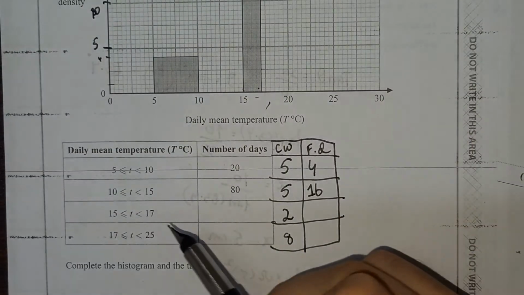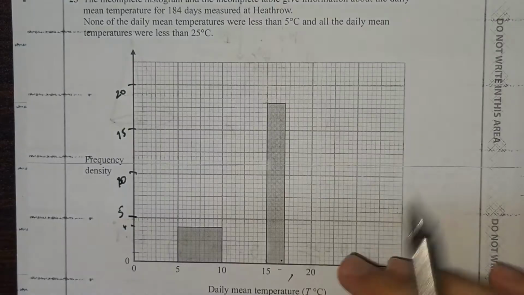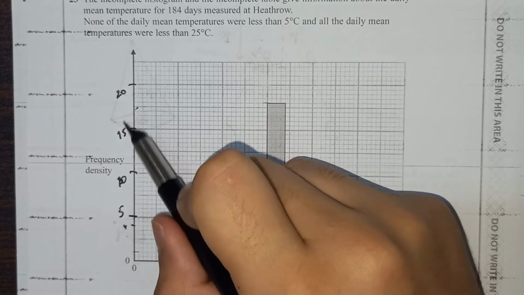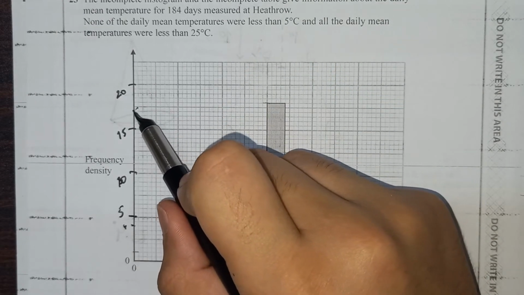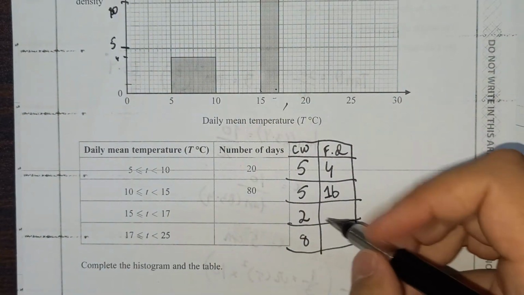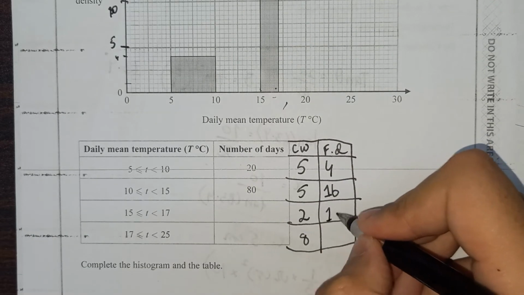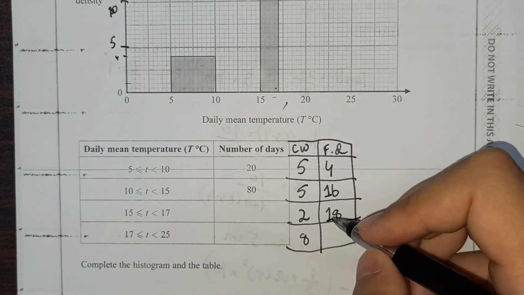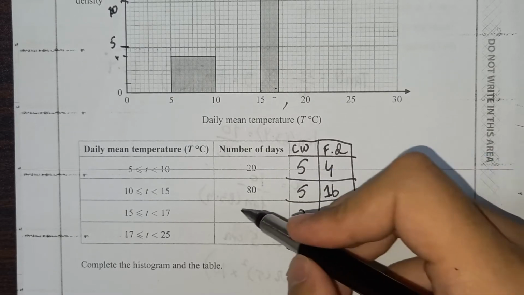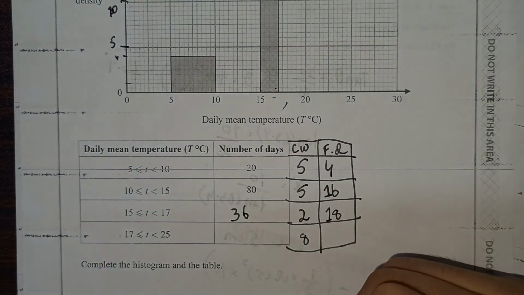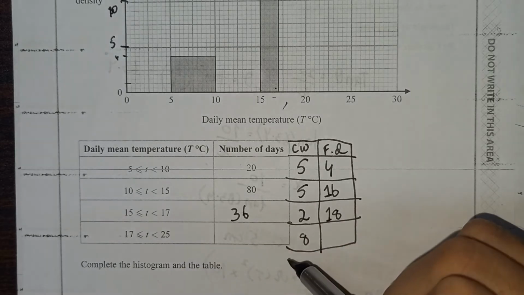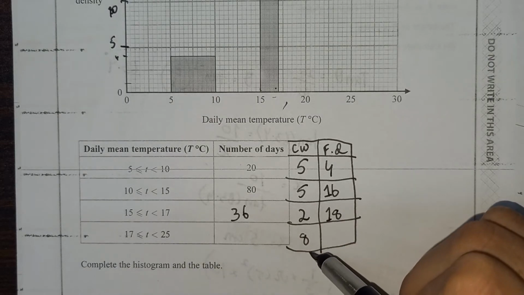So now we can easily find 15 to 17, which is over here. So this is 17.5. So 16, 17, and 18. So the frequency density of 15 to 17 we just saw is 18. And now to find the number of days, we will multiply frequency density and class width, which gives us 36. Now, from 17 to 25, we have a class width of 8.